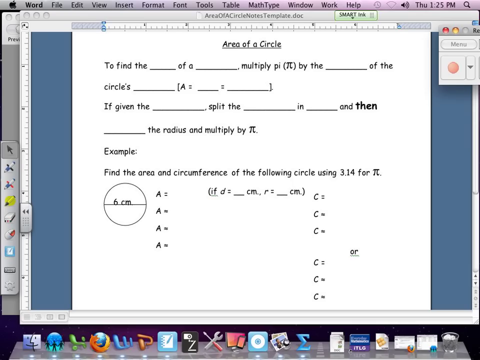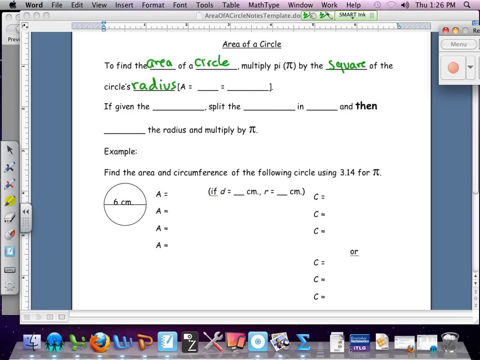We're going to learn about area of a circle. Again, this is one of the most incorrectly calculated things in this whole geometry measurement type stuff. So to find the area of a circle, multiply pi. Typically they'll tell you whether to use 3.14 or 22/7. If it's decimals, you use 3.14; if it's fractions, you use 22/7, by the square of the circle's radius.